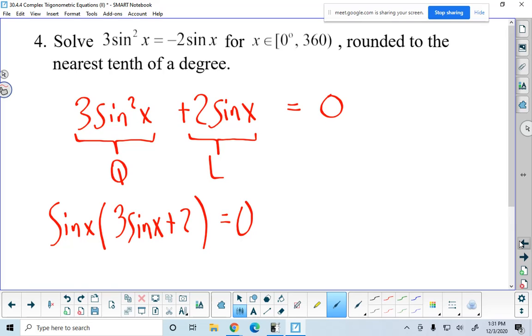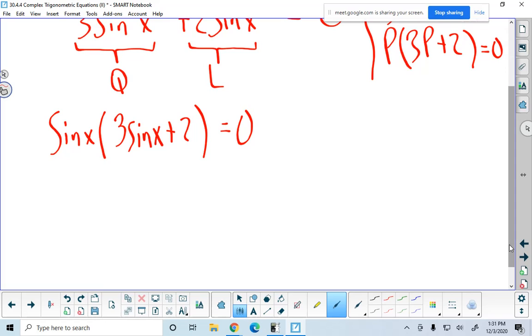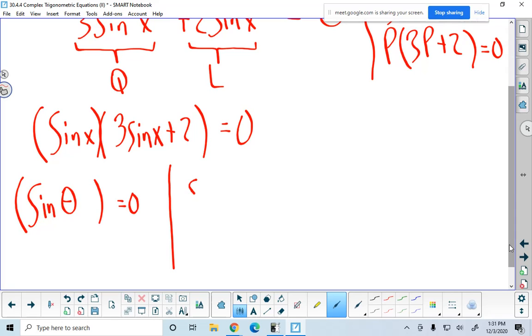That's that when you have this situation, you factor out a common factor. This is very similar for some of you. You might benefit from writing 3p squared plus 2p. You would factor a p out and have 3p plus 2. Which means we have this equation, sine of, I'm going to change it to theta now. I guess I could have changed it earlier, equals 0. And 3 sine of theta plus 2 equals 0.